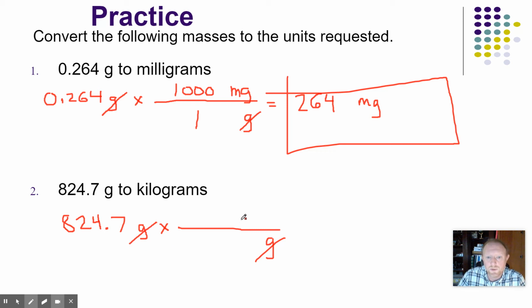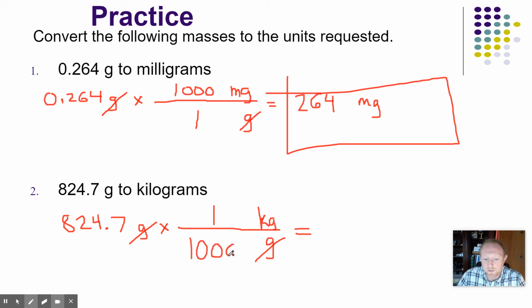And the new unit always goes in the numerator. So we're going to place kilograms on top. And again, we're going to have to look up this relationship. So the relationship between grams and kilograms, for every 1 kilogram, there are 1,000 grams.